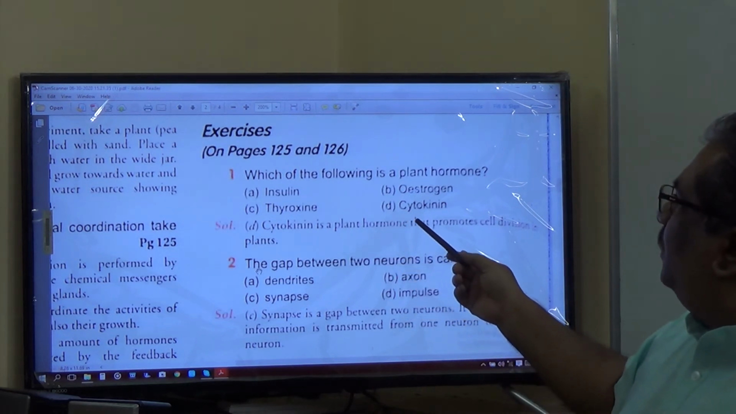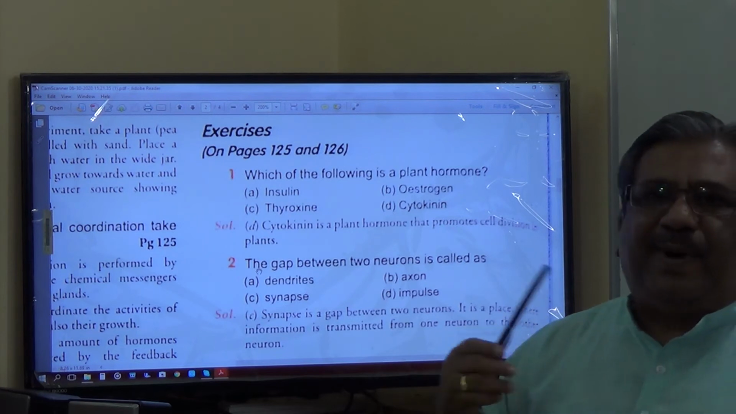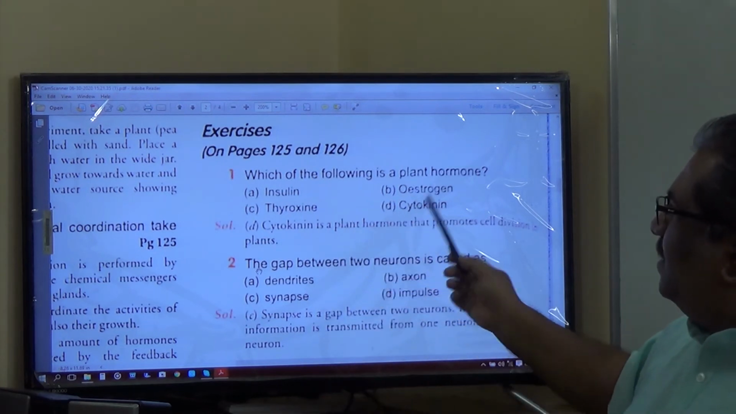And one more thing is cytokinin. Cytokinin is a plant hormone. So the answer for this is cytokinin.